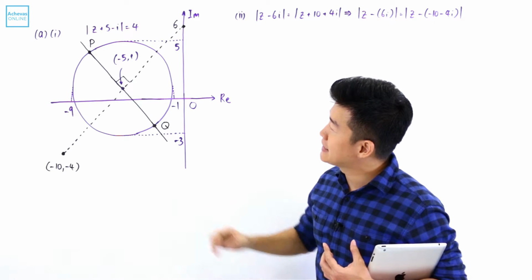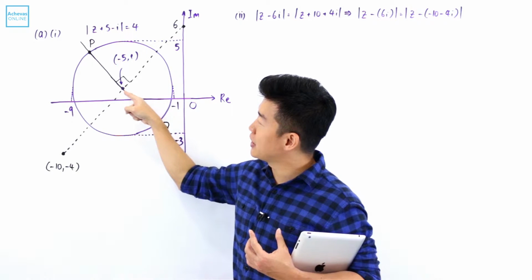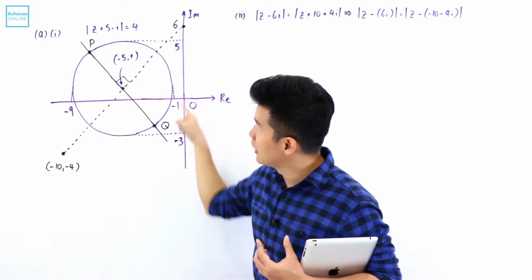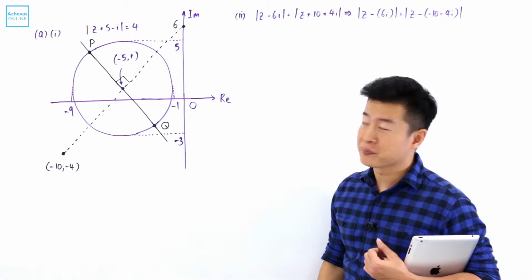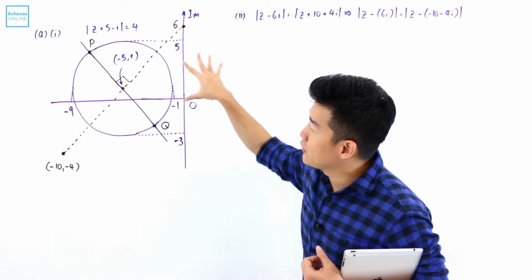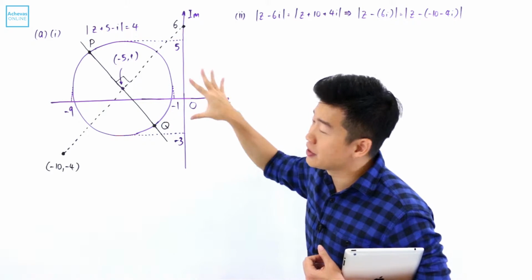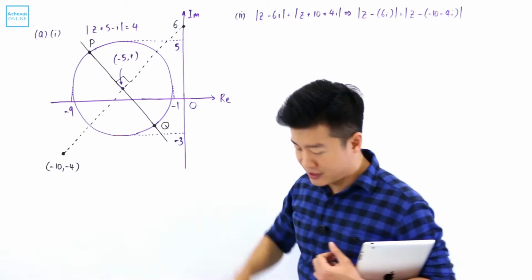You will also realize that this perpendicular bisector is going to pass through the center of the circle, minus 5, 1, that we sketched from the first part of the question. Now we make use of the geometrical property that I can find from the loci on this Argand diagram in order to find this point and this point.